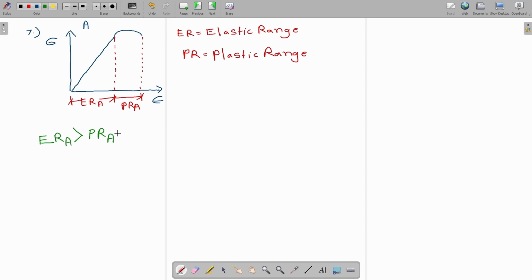Now plastic range means the plastic deformation. Plastic deformation. Okay. This is for material A. Now for material B, we are going to do the same. We are going to draw a stress strain curve.